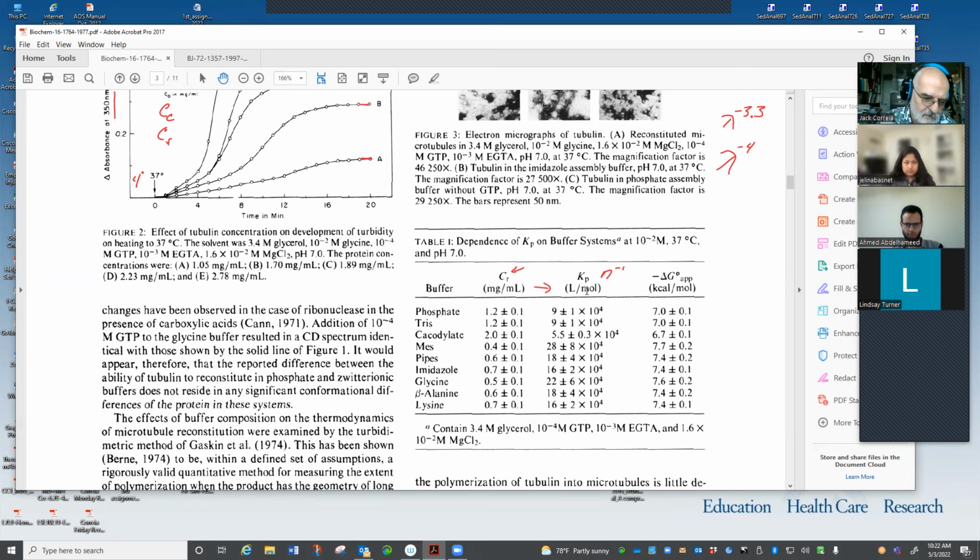inverse molar. Sorry, that's my phone. I don't know if you can hear that, but I can hear that. Hold on, I got the sound on for some reason.